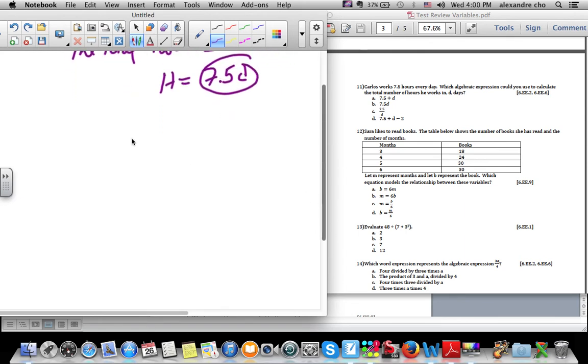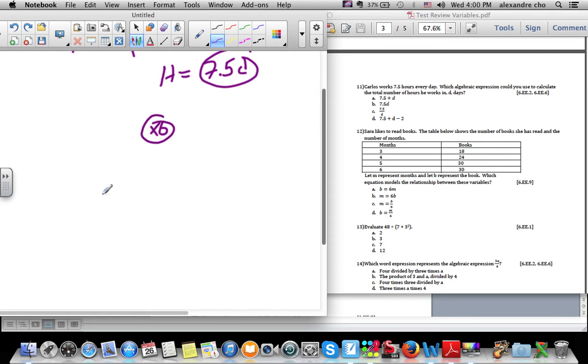12. Sarah likes to read books. The table below shows the number of books she has read and the number of months. 3 months, 18 books. 4 months, 24 books. Well, you can tell that the relationship here from 3 to 18, 4 to 24, 5 to 30 is a times 6 relationship. So, again, let M represent months and B represent the books. Which equation shows the relationship between these variables?